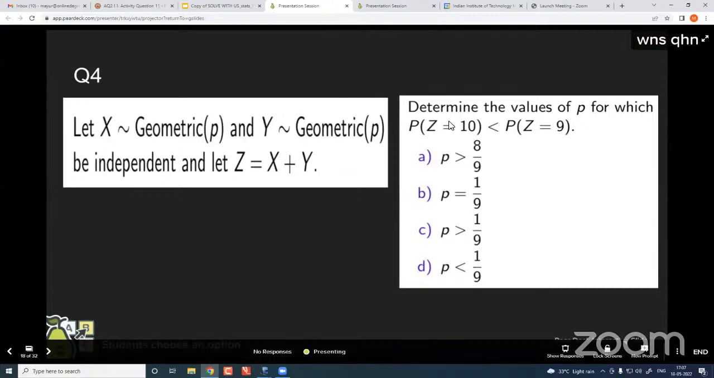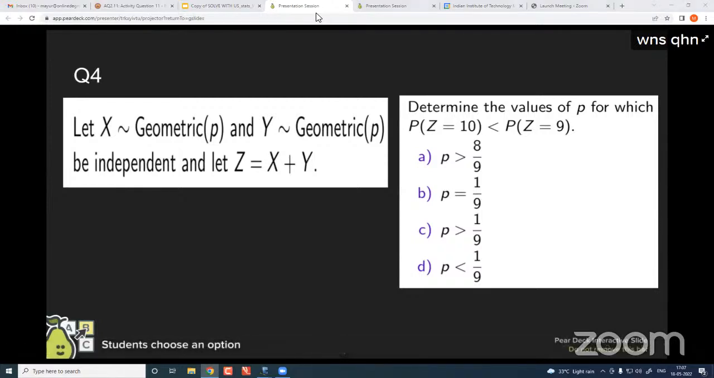Okay. So you have already found out the probability for z equals 10. Now find the probability for z equals 9, and then compare. So you will have 5 more minutes to solve this.